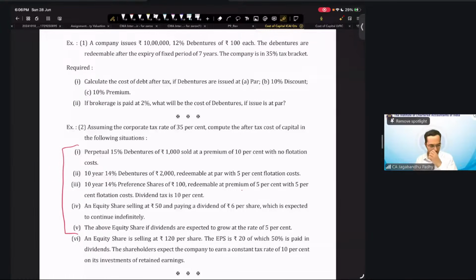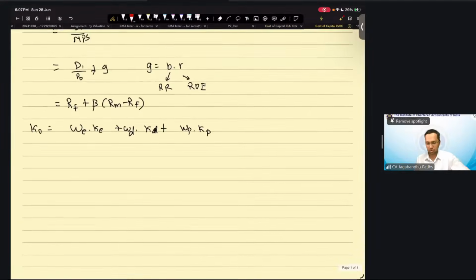The company is in a 35% tax bracket, and we have to compute the cost of debt, which is the after-tax cost of debt. If the debentures are issued at par, at 10% discount, or at 10% premium, and if brokerage is paid at 2%, then what will be the cost of debentures if it is issued at par? Let me just copy this question, and then I think we'll be able to solve it once I assign the values to it.